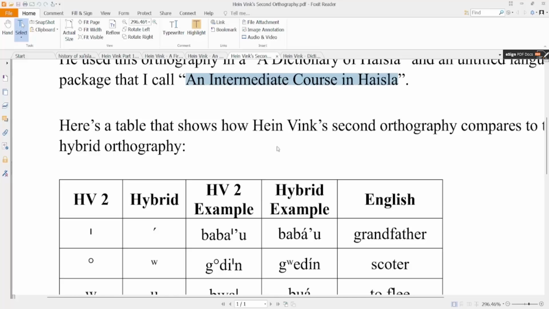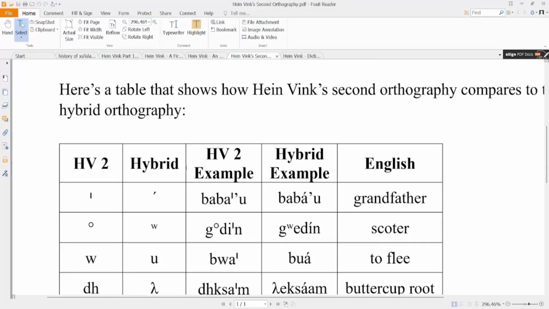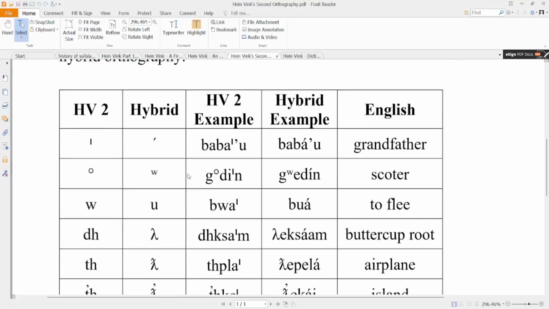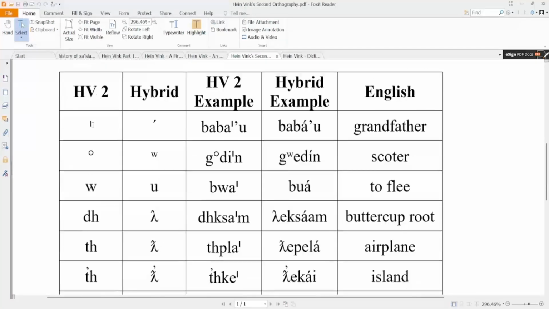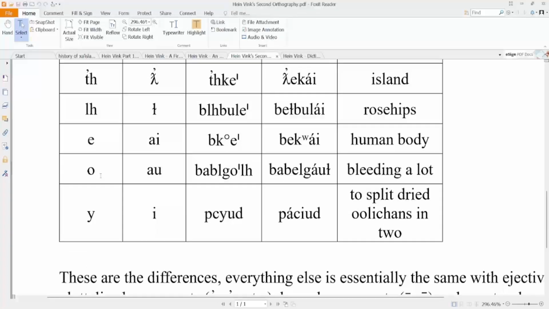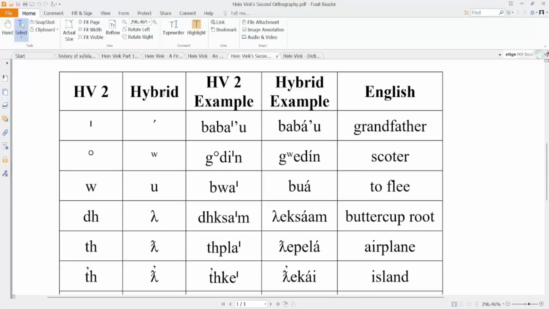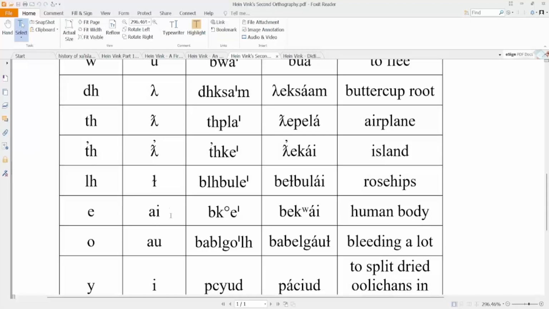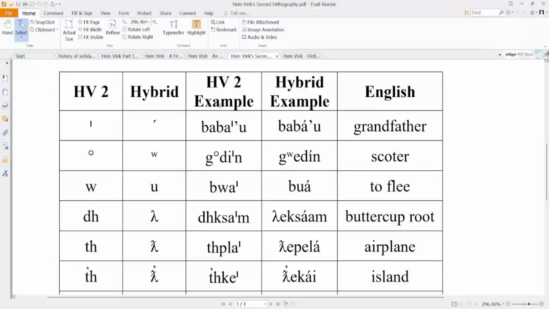Here's a table that shows Hein Vink's second orthography and how it compares to what's used now, which is the hybrid orthography. In the first column, we have the symbols that were used by Hein Vink in his second orthography. The second column shows the hybrid equivalents, the ones that are used now. And the next column shows a word using Hein Vink's second orthography, then the same word in the hybrid orthography, and the English meaning of that word.